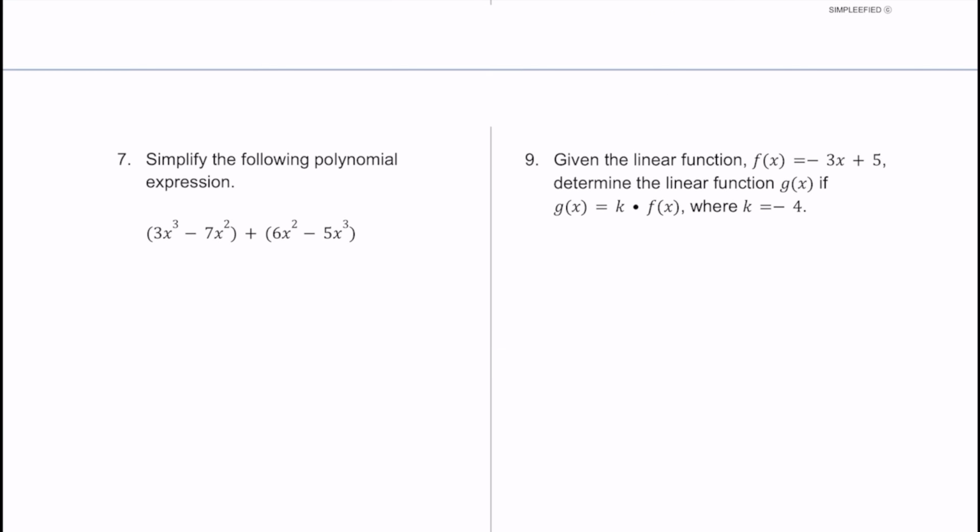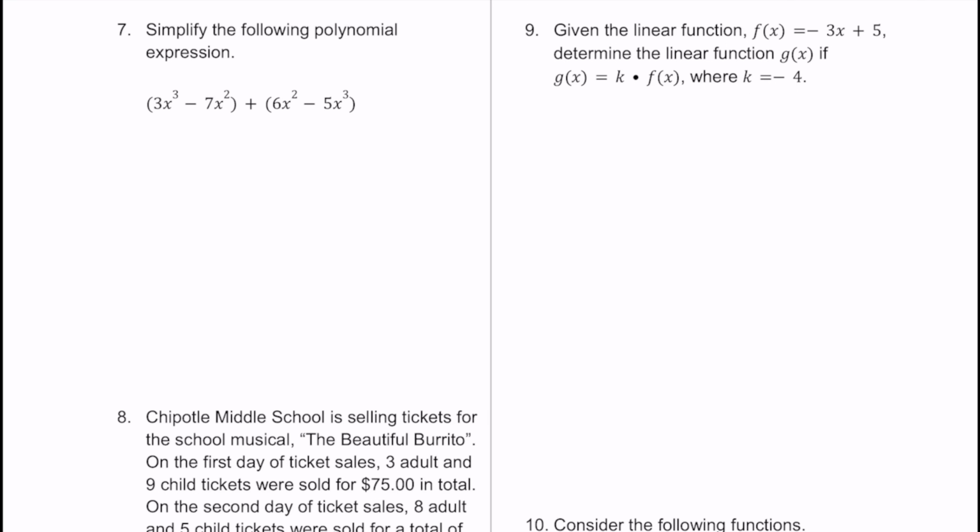Here is number 7. So for number 7, we're going to add these two pieces together here. Now, it's nice when we have a plus sign here because we're just distributing a positive 1, and by the identity property of multiplication, nothing's going to change there.